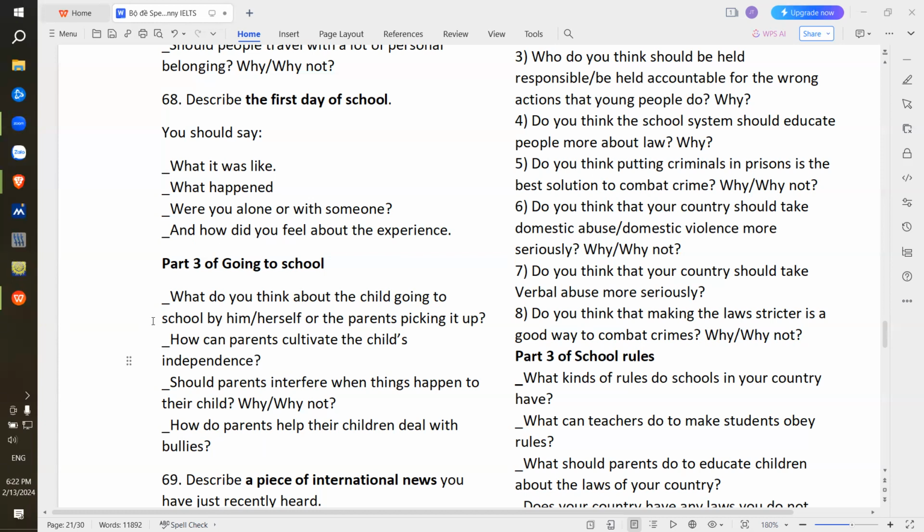Well, then what do you think about the possibilities of things that could happen when children go to school by himself or herself? What do you think about that?